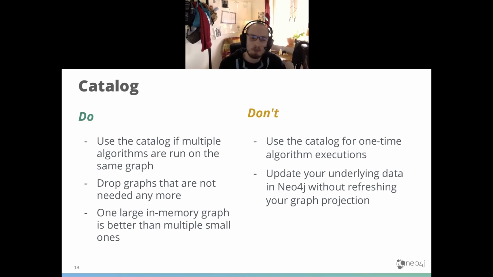The catalog. Yes, this is a central feature in the GDS library, and this allows you to project graphs and name them and manage them in a graph catalog. This is really good. It allows you to separate the step that is projecting the graph or loading the graph from the actual execution of the algorithm.